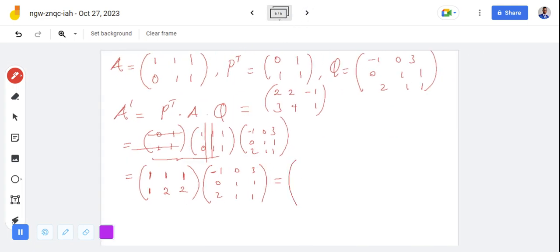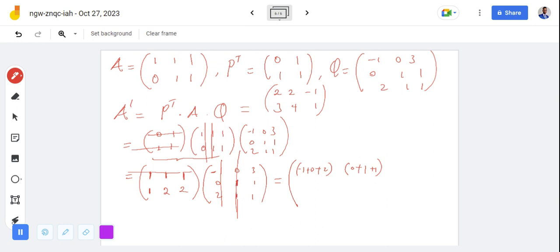If this first row multiplies this first column, I have minus 1 times 1, that is minus 1, plus 1 times 0, 0, plus 1 times 2, that's 2. And I stop. So let's do the same thing with this and this second column. So 1 times 0, 0, plus 1 times 1, 1, plus 1 times 1, 1. So I've done this first row and second column. Done.